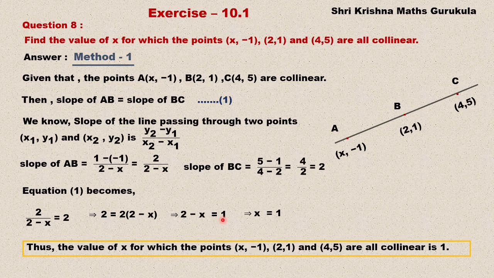So this is the value of x when these 3 points are collinear. Thus the value of x for which the points are collinear is 1. When x equals 1, for that particular value, these 3 points will be collinear.